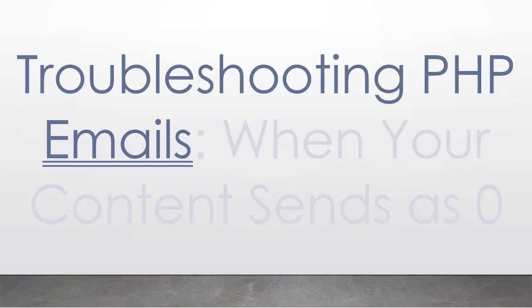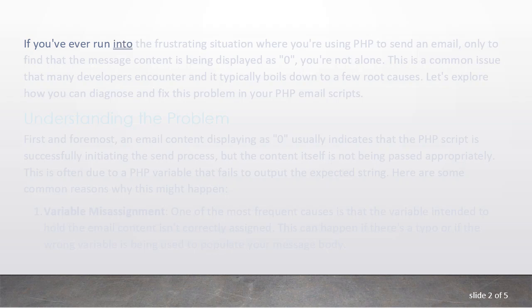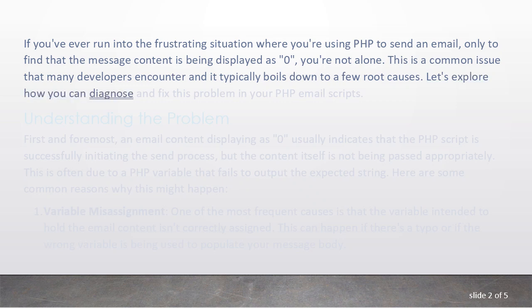Troubleshooting PHP emails when your content sends as 0. If you've ever run into the frustrating situation where you're using PHP to send an email, only to find that the message content is being displayed as 0, you're not alone. This is a common issue that many developers encounter, and it typically boils down to a few root causes. Let's explore how you can diagnose and fix this problem in your PHP email scripts.